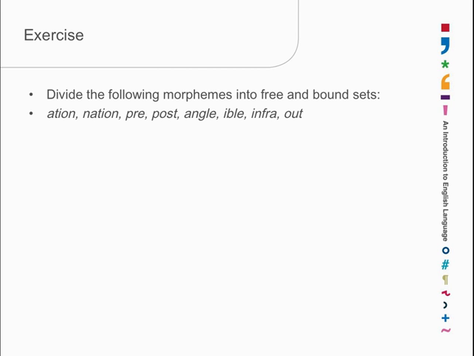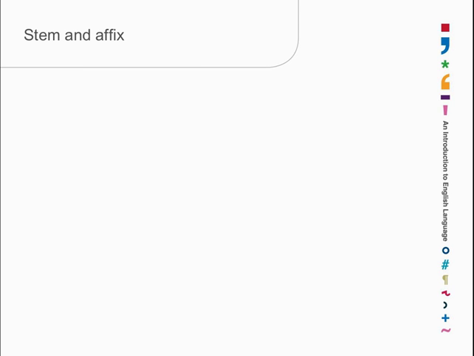Angle is free, -ible is bound, infra- is bound, and out seems to be both. In some cases it's a preposition, he went out, and then in other cases we've got things like to outdo someone. Well, maybe that's a prefix, and therefore bound. We've already had a good look at these forms of category, so this is by way of revision.